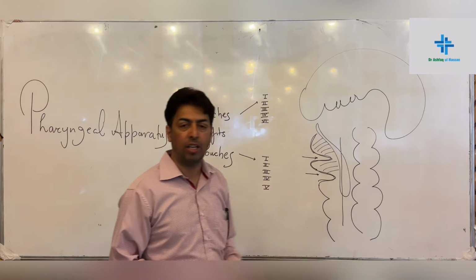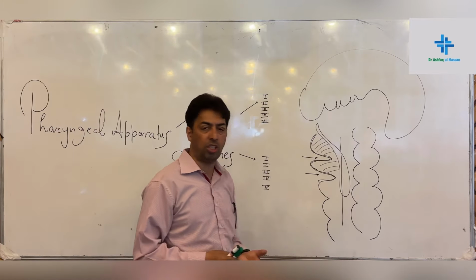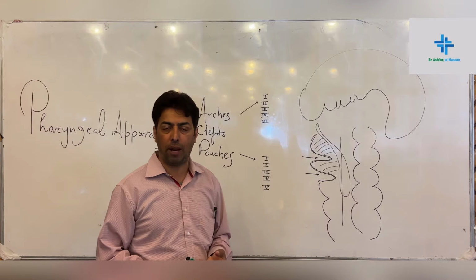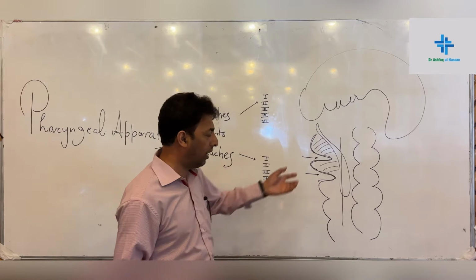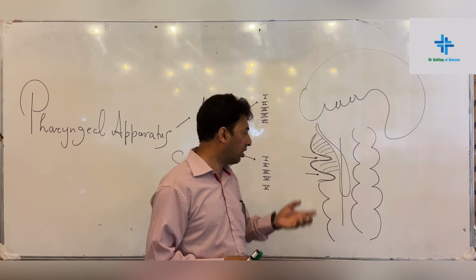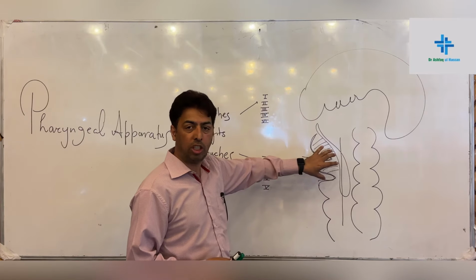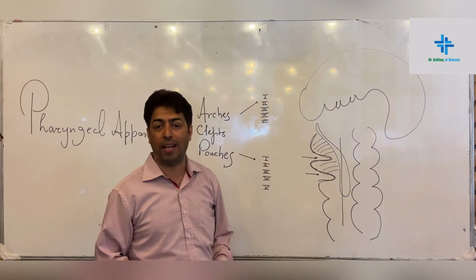So in case of this branchial cyst, it can lead to the development of the branchial fistula, and it can lead to the development of the branchial sinus as well. That would be dealt with in surgery. Over here you have to remember this important component about the branchial cyst.